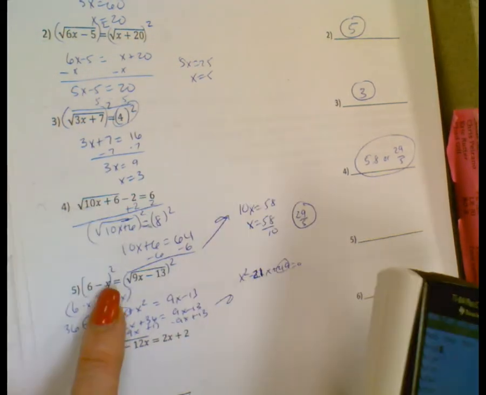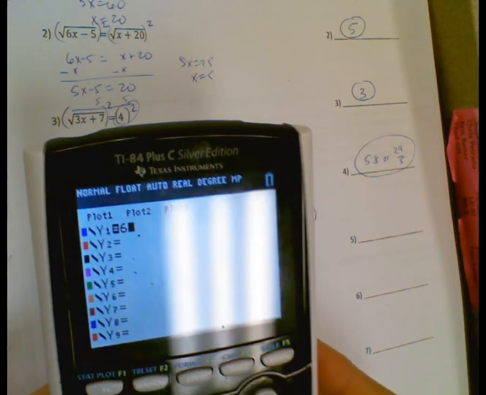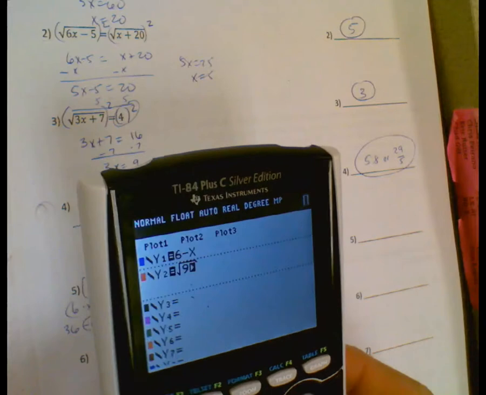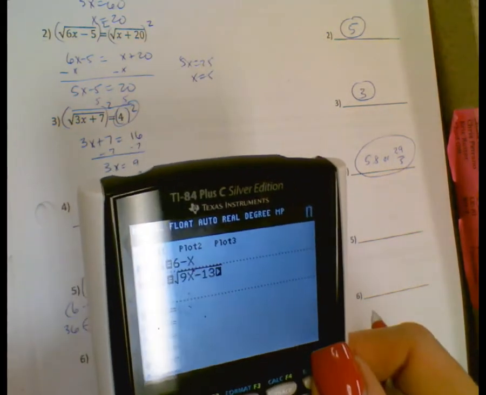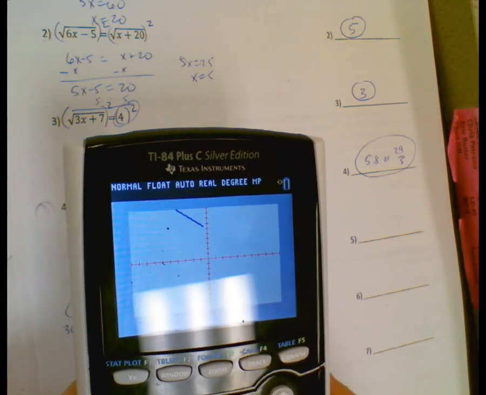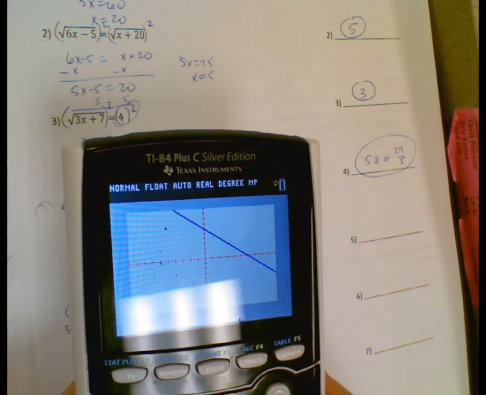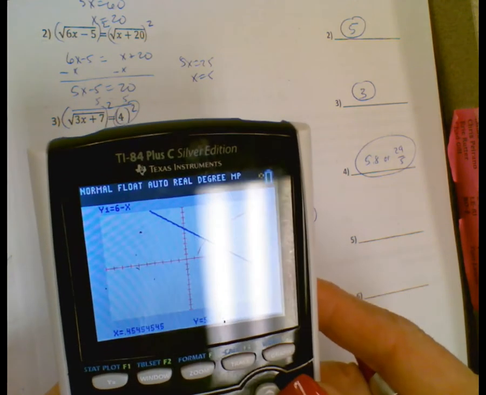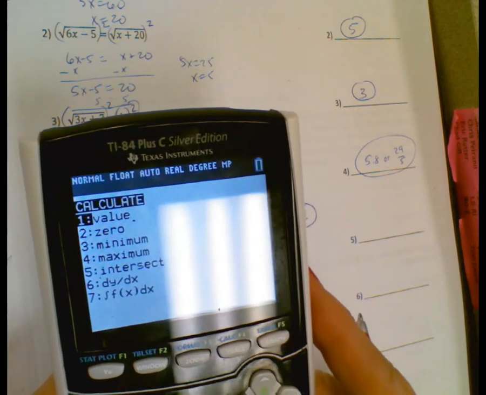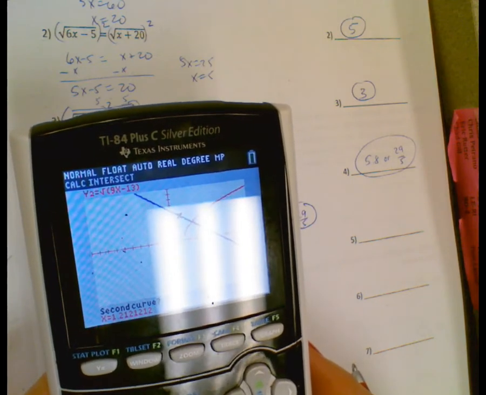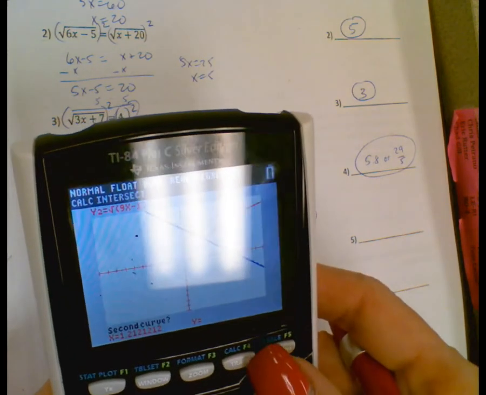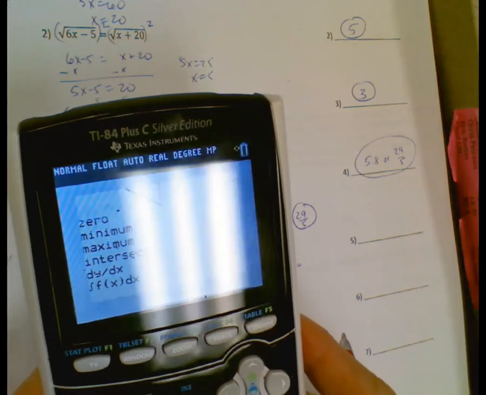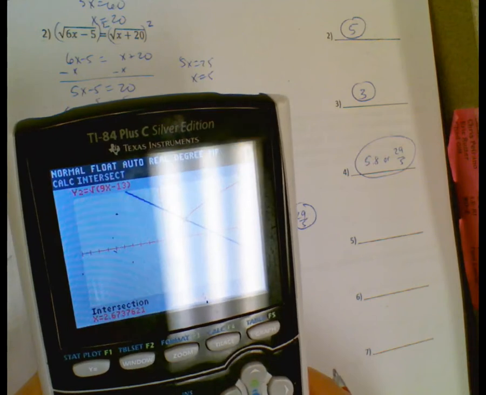So we're going to type in 6 minus x into Y1. Under Y2, we're typing the square root of 9x minus 13. We're going to press graph. Press trace. Second trace, intersect. Enter, enter, enter. I don't think it likes it because it's not close enough, so I've got to get it a little closer. So let's try that again. Second trace, intersect. 1, 2, 3. 2.67.